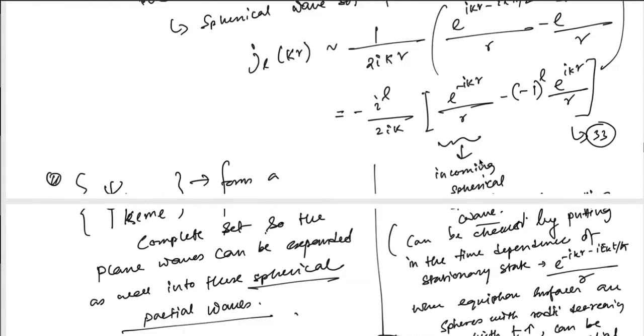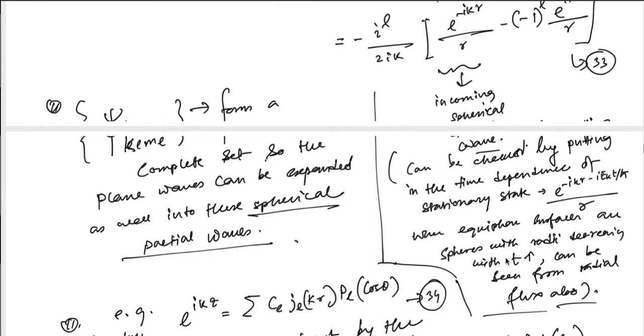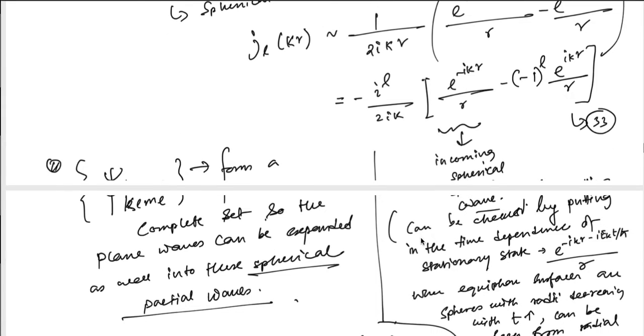And we can check that this is indeed describing an incoming wave by putting in the time dependence, and you can see this minus ikr minus iEt by h bar. So it must be a sphere whose radius is decreasing as t is increasing. That can also be seen from the radial flux.